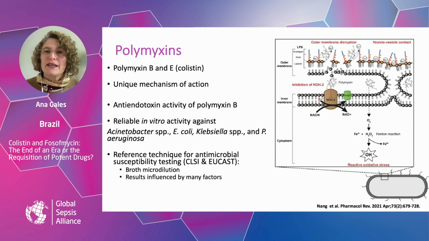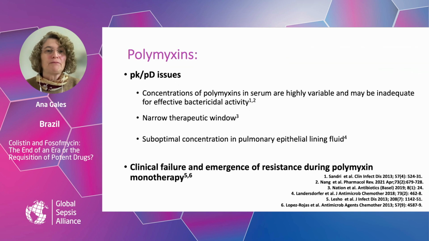The reference technique for antimicrobial susceptibility testing of polymyxins, according to CLSI and EUCAST, is broth microdilution. The results are influenced by many factors, such as the cation content of the Mueller-Hinton broth, and by the quality of the plastic trays used to run the broth microdilution. So we have many problems with the antimicrobial susceptibility testing of polymyxins.